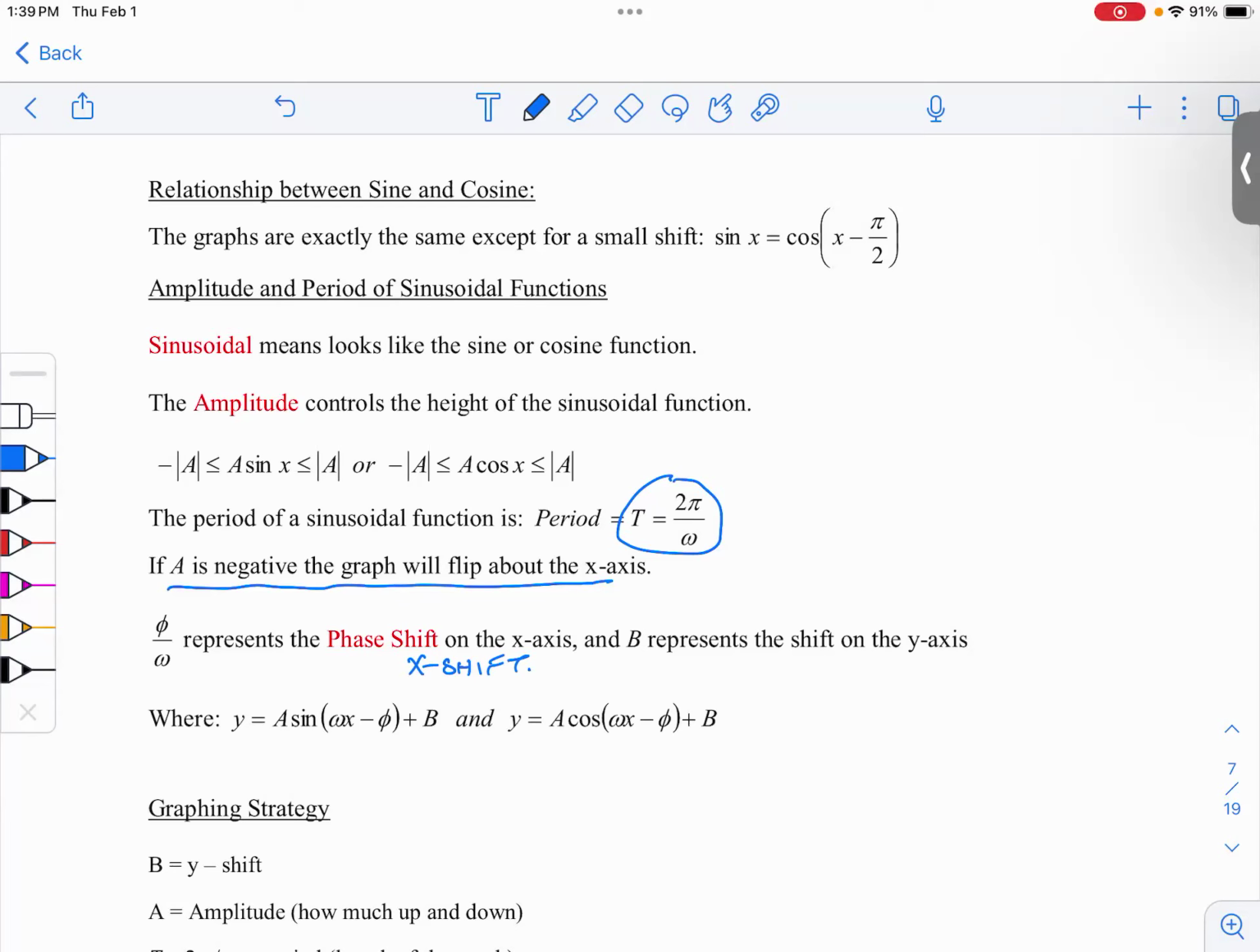And remember, this works just like it did with algebra. It is the opposite sign. If it is a positive value, that means I'm actually shifting left. If it is a negative value, you're actually shifting right. And then b is our shift on the y-axis, and we call that one the y shift. So that's moving the graph up or down.